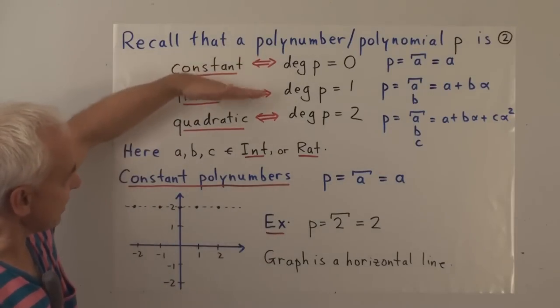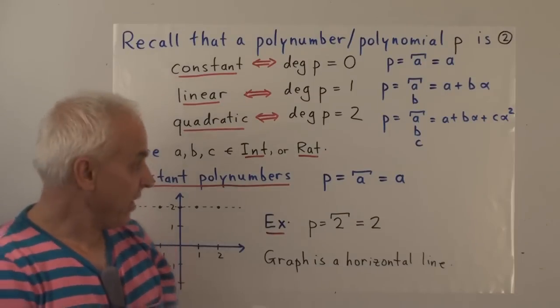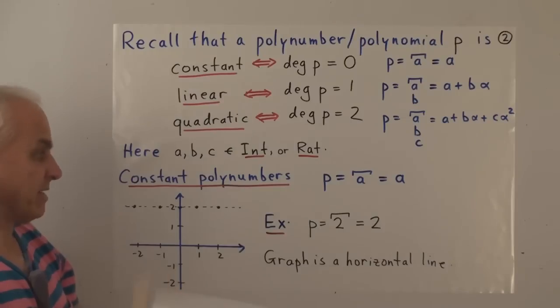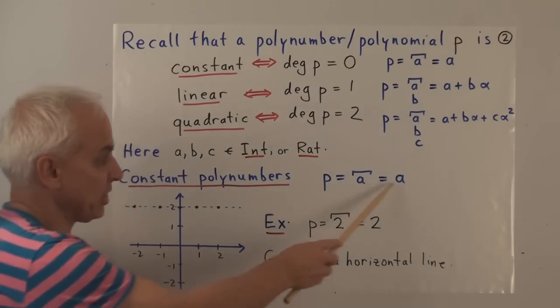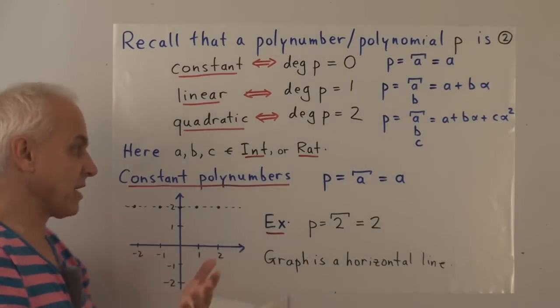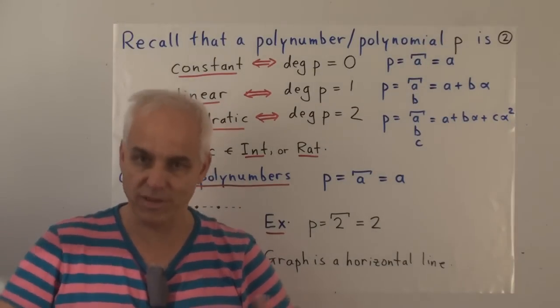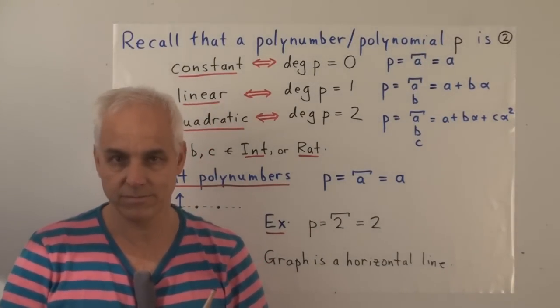All right, so we're going to look at these three categories here, and naturally the first one is the constant polynumbers. They're very simple. They are essentially just numbers. So the arithmetic of constant polynumbers is exactly the same as the usual arithmetic of ordinary numbers.